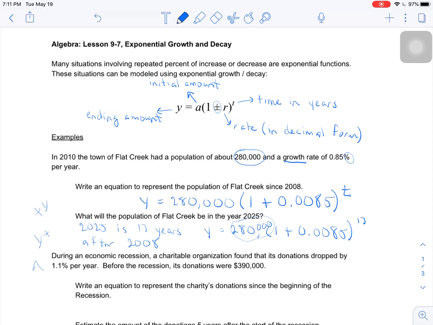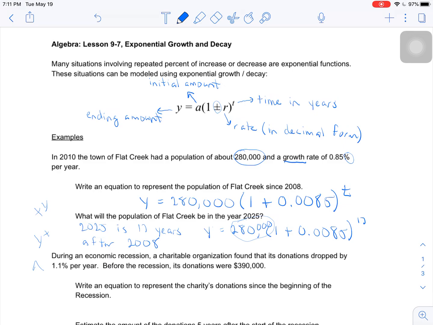But these exponent problems are very much calculator problems because you're not going to want to sit there and do 1.0085 times 1.0085 times 1.0085 over and over again 17 times by hand. Use your calculator to help you. That's what the tool is there for. Your job is to figure out what the correct equation is so that you're putting the right numbers into your calculator.